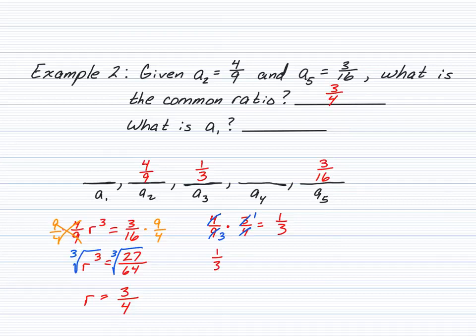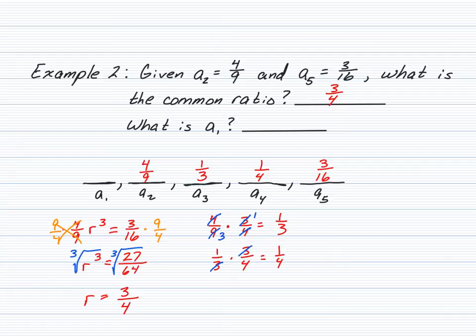Now if I take the 1/3 multiplied by 3/4, our common ratio, that would give us the next term. The 3's cancel, which will give us 1/4. And if you multiply 1/4 times 3/4, that would give us our last term as 3/16.